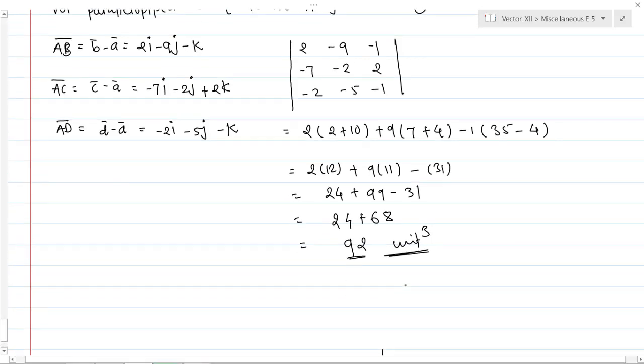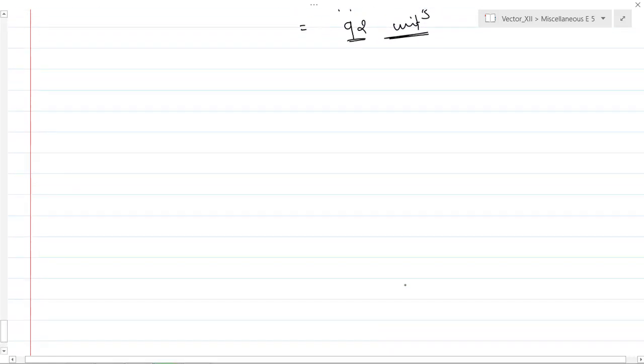Okay, simple formula, directly we have the theorem, we have seen the theorem based on this. Volume of parallelepiped and volume of tetrahedron. Tetrahedron is what? It is 1 by 6 of the box product. Now let's see question number 24 next.